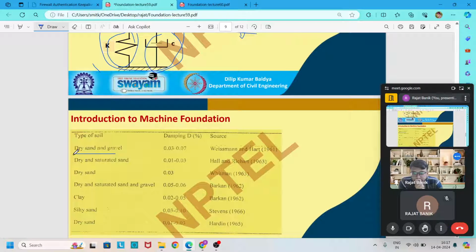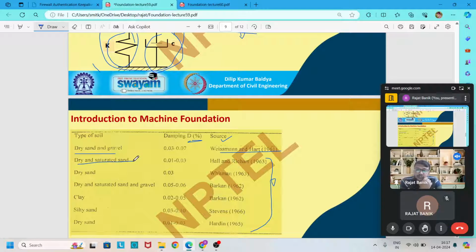Then, for dry sand and gravel, the damping ratio is in between 0.03 to 0.07, or we can say 3 to 7%. Oh, sorry, this is already in percent, so we say 0.03 to 0.07, and this is taken from the source Weissman and Hart in 1961. Different scientists have also given in their literature different damping ratios for different types of soil.